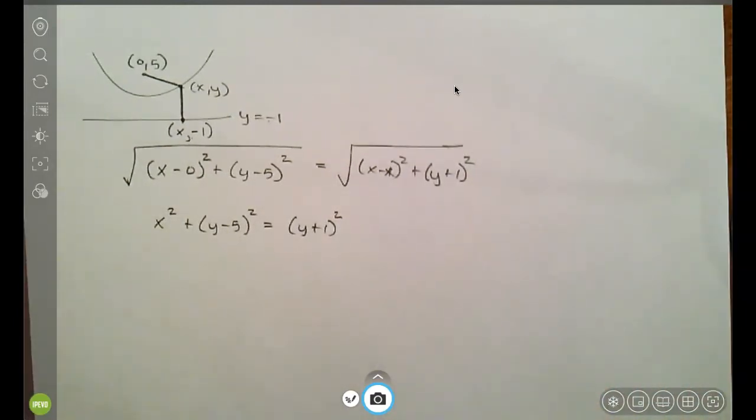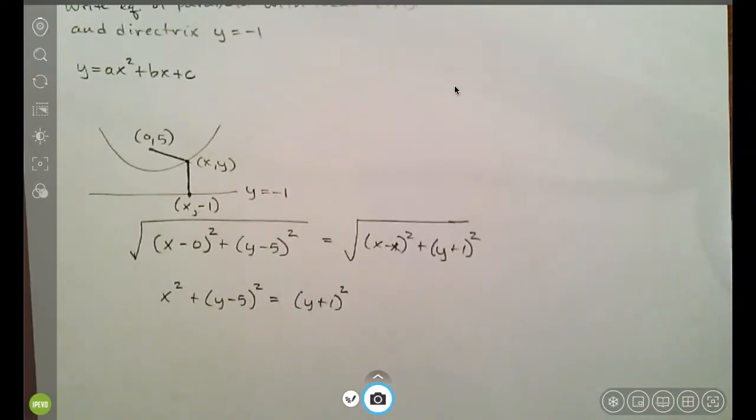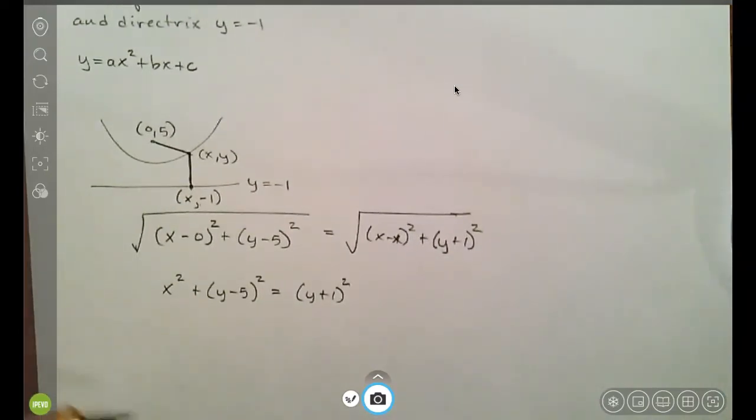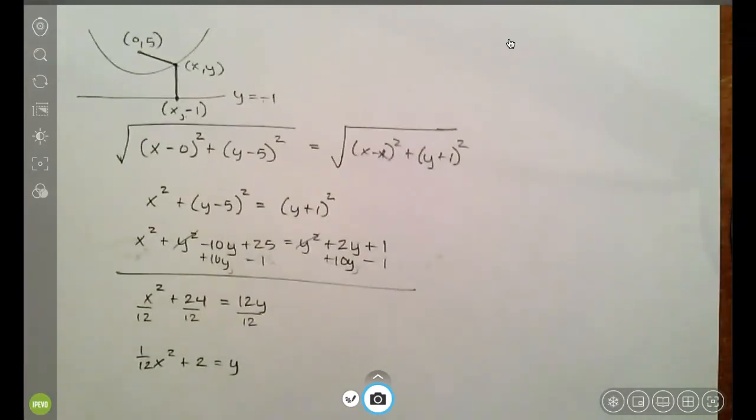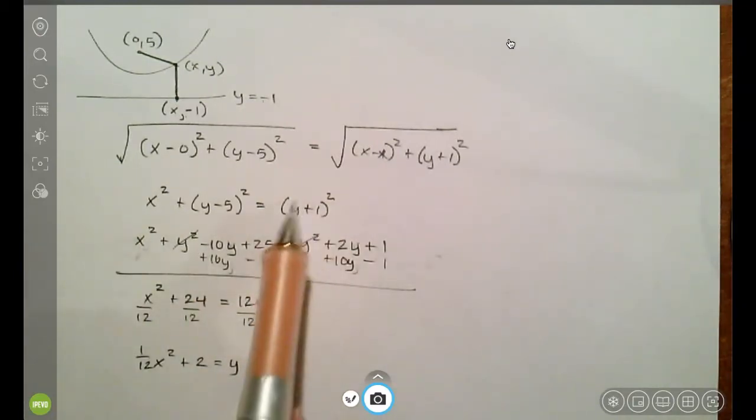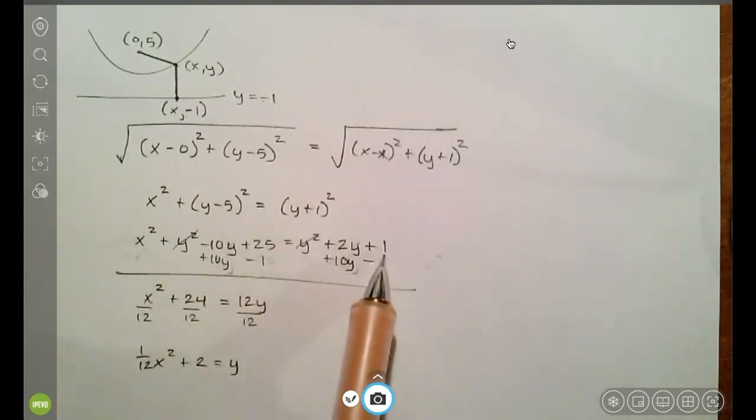So here's what I'd like for you to do right now. Go ahead and pause the video and see if you can simplify this. And if you're feeling really ambitious, you can simplify it and then get it into y equals form. So go ahead and pause the video, give that a shot, and then come back and see how you did. So here's where you should have ended up. When we multiply this all out, we get y squared minus 10y plus 25. And when you multiply this out, you get y squared plus 2y plus 1.